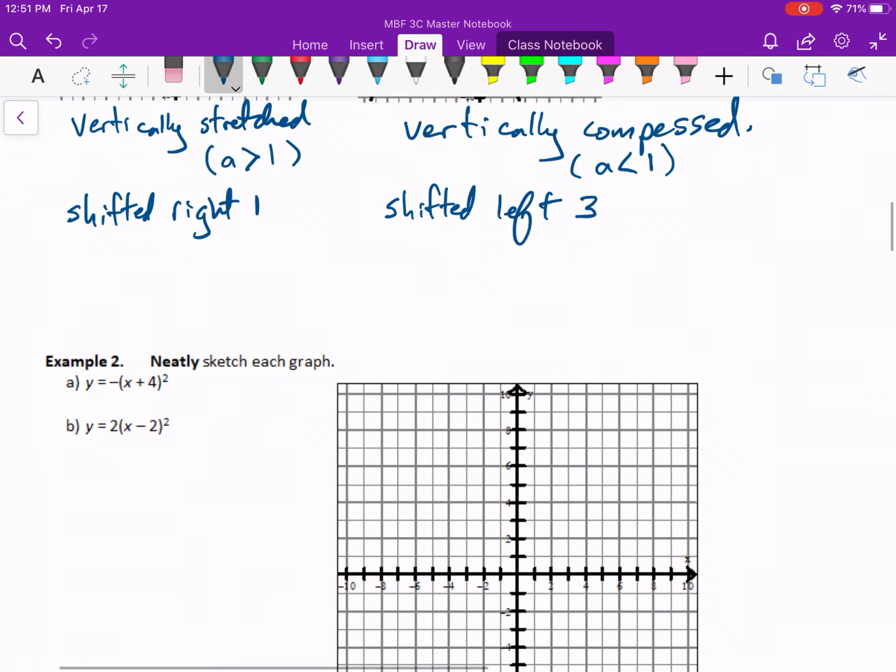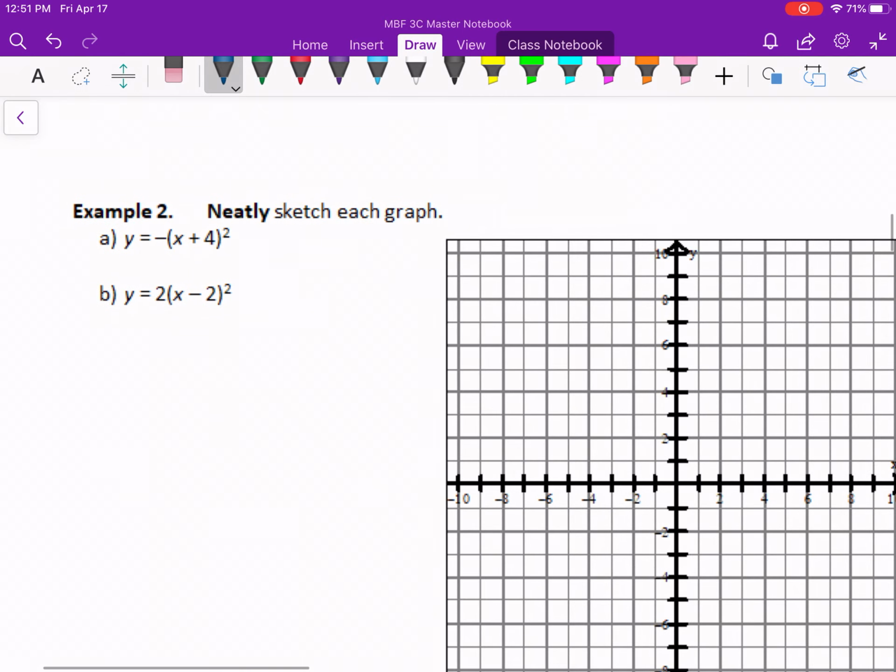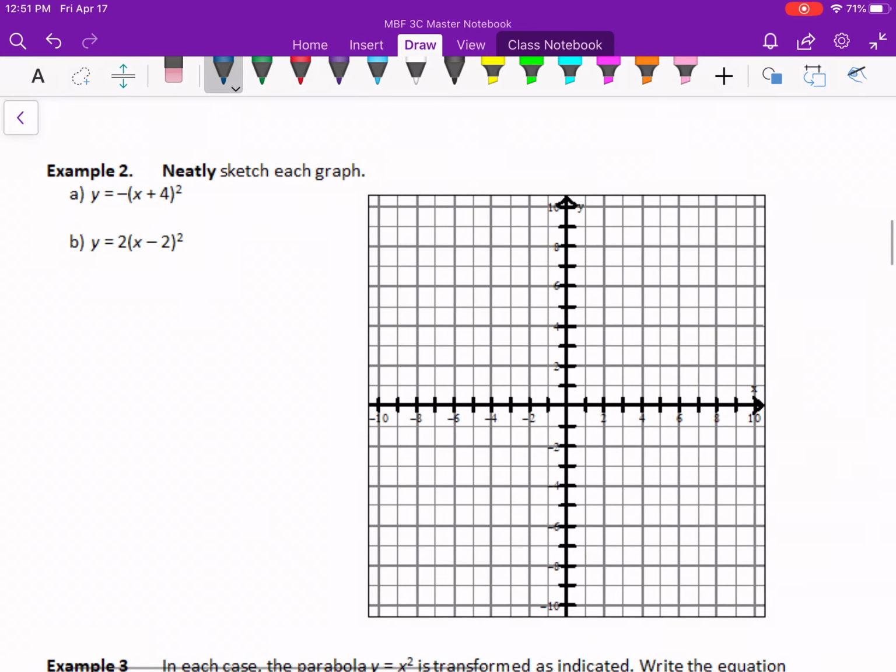Neatly sketch each graph. All right, no problem. Start with the vertex for part A. So the vertex starts out, we always begin by thinking about the vertex at 0, 0. But because of this k value, h, k was yesterday. Let's use blue pen. I don't want red. So because of this h value, remember that's always the opposites.